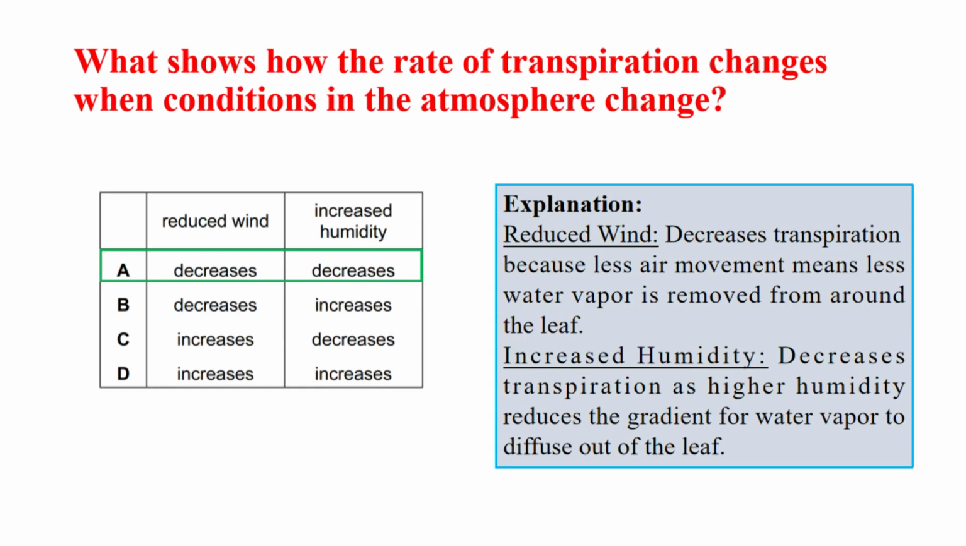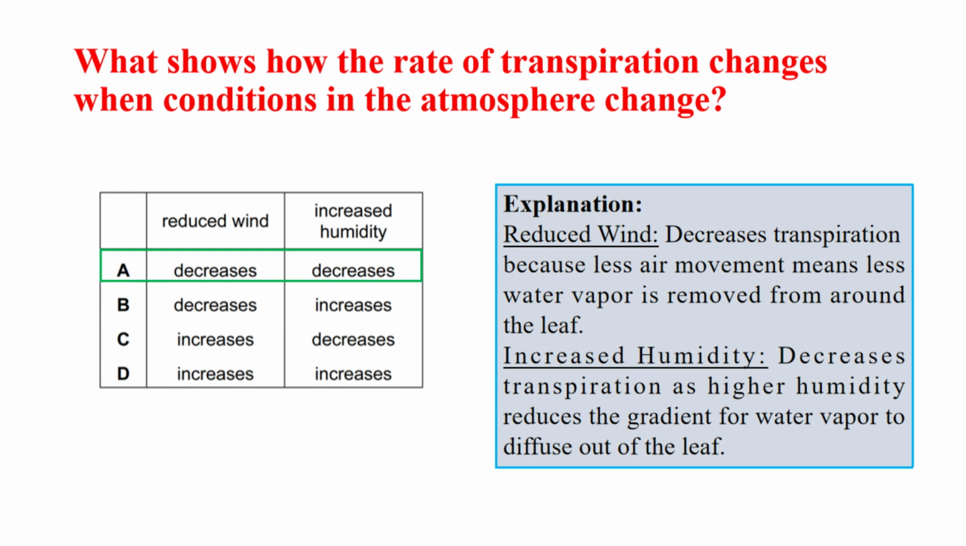The next question is: how does the rate of transpiration change with different atmospheric conditions? Options: A, reduced wind decreases, increased humidity decreases. B, reduced wind decreases, increased humidity increases. C, reduced wind increases, increased humidity decreases. D, reduced wind increases, increased humidity increases.